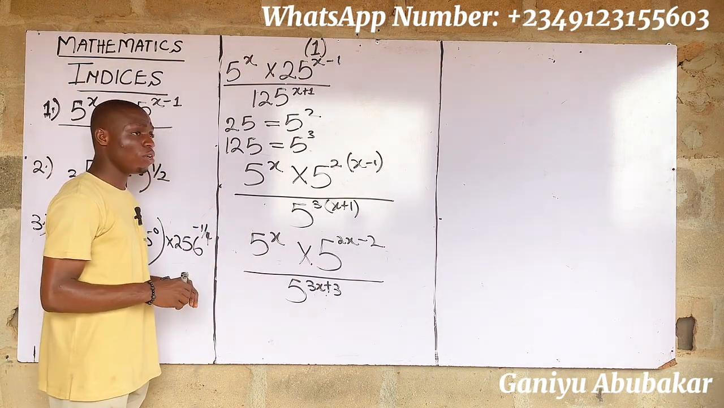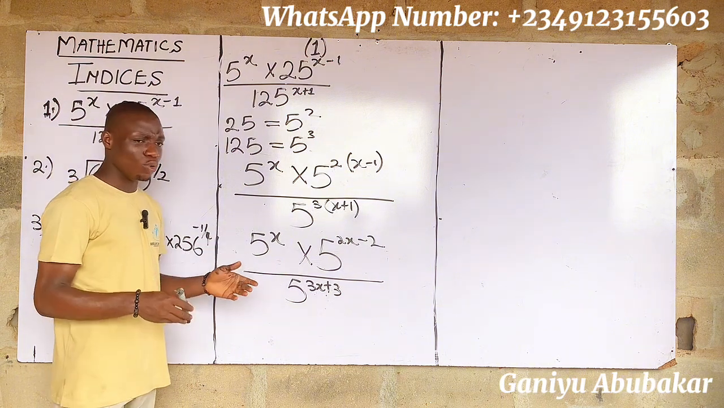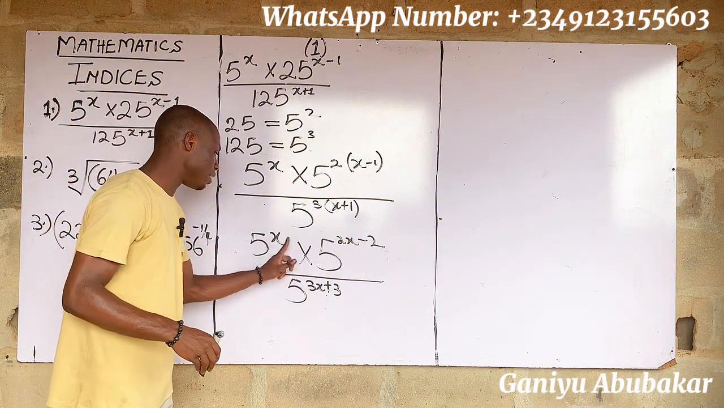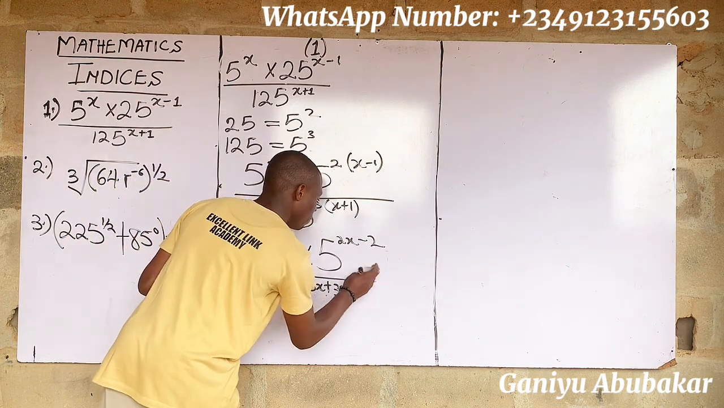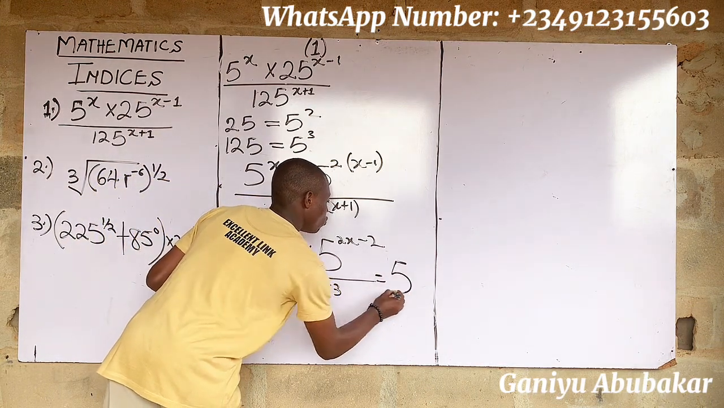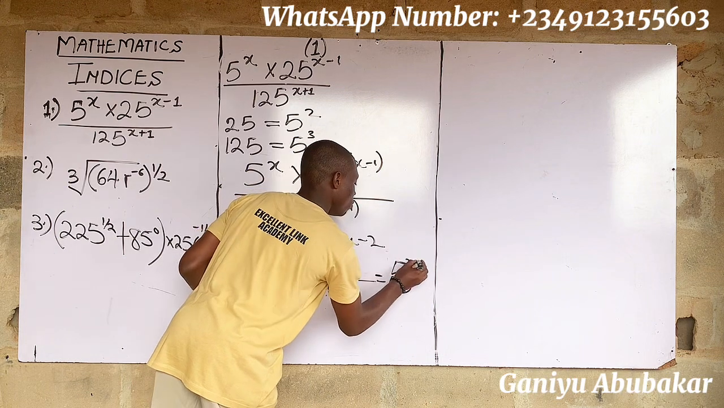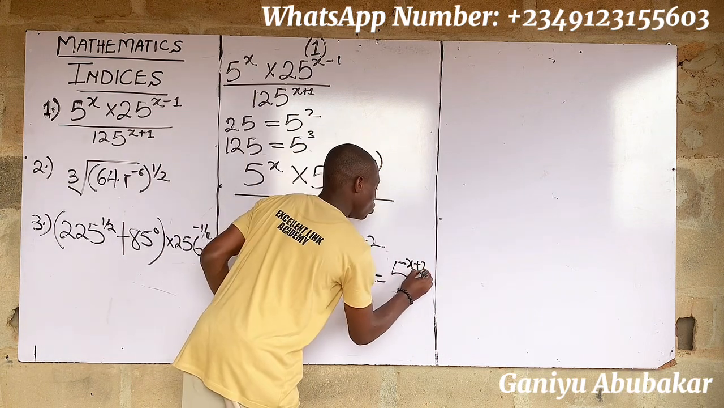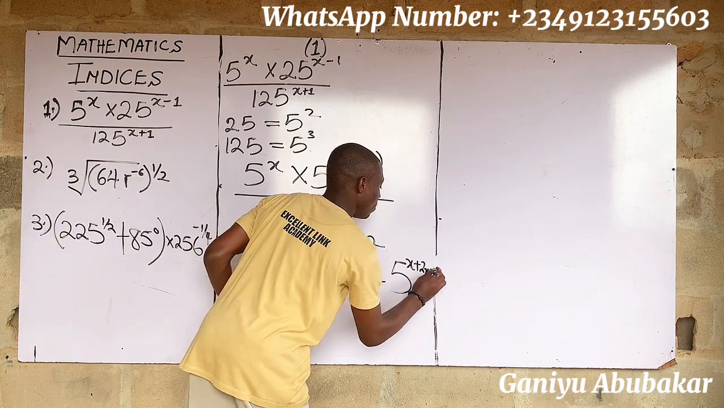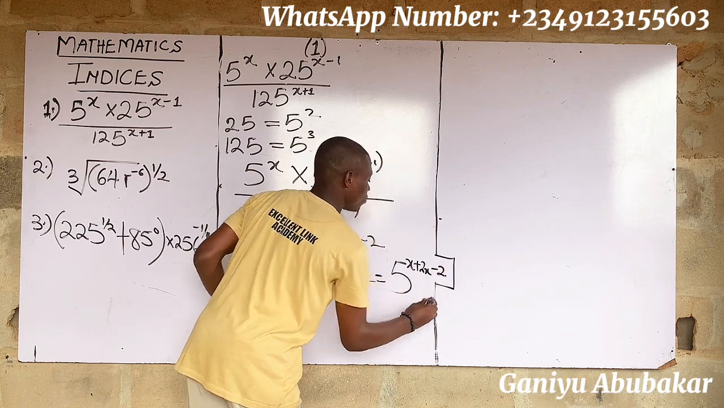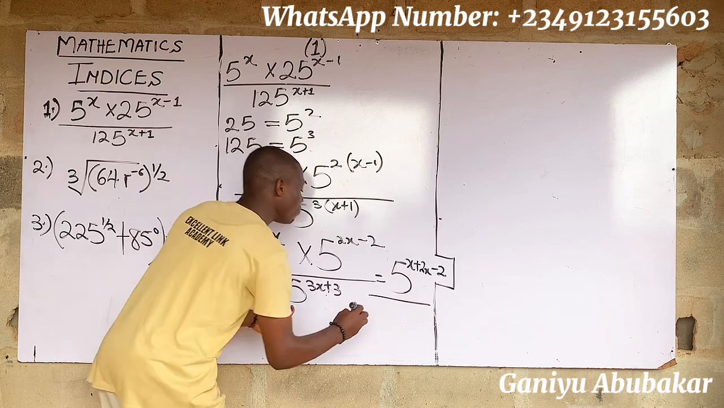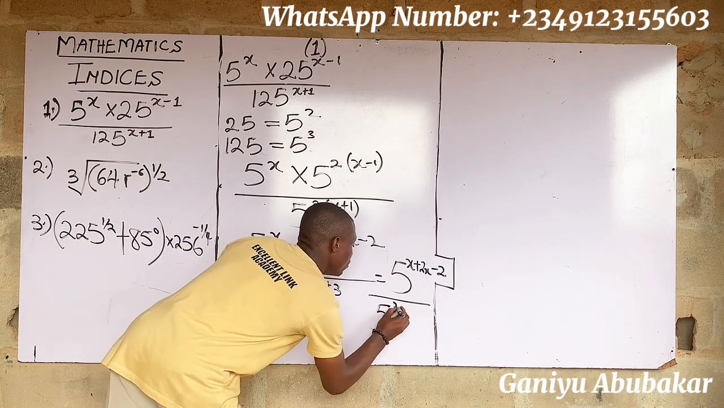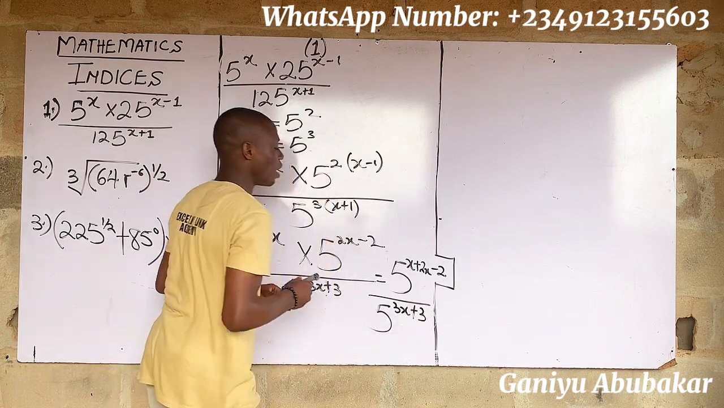Now my numerator is showing me something. Look at the numerator. What is it telling you? When like bases are multiplying, simply add their power. So what do I get from there? 5 to power x plus 2x minus 2. So I have this. So all over, we said I'll have 5 to power 3x plus 3. So I have this.